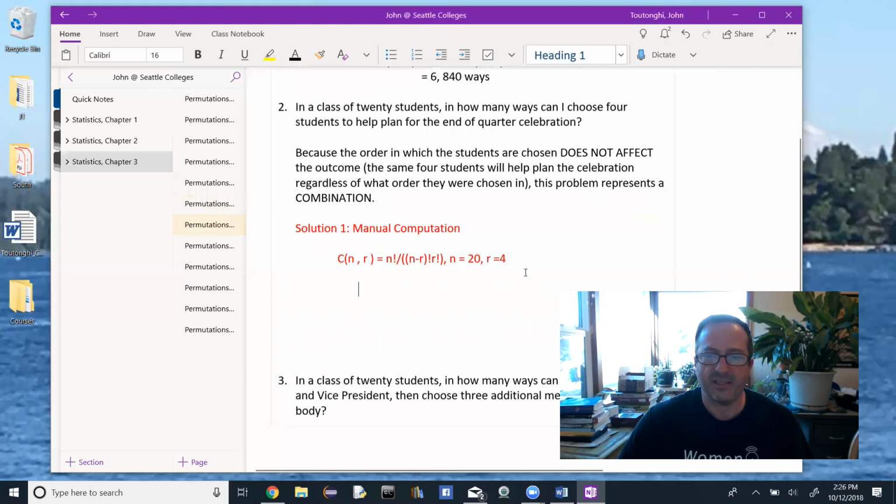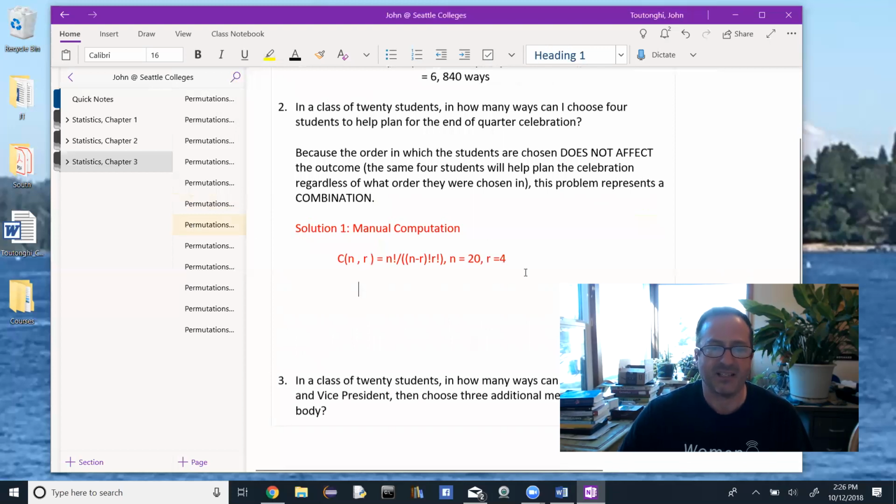And we can do it manually. Usually I wouldn't suggest doing these manually too often; I would generally use Excel. It's the same formula, except we're also dividing by a factor of r factorial. So in this case, we're choosing 4 students as opposed to 3 in the last problem. So we would have 20 factorial, and then this n minus r would be 16 factorial.